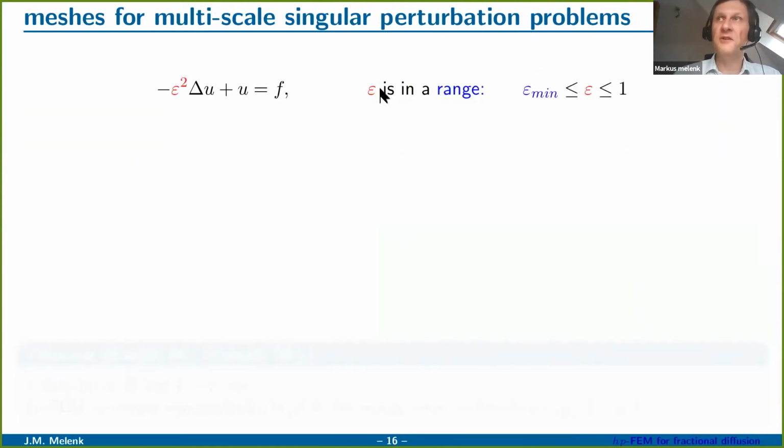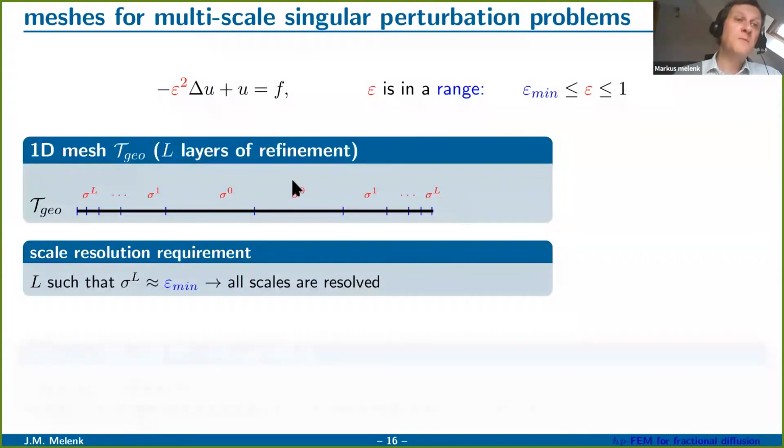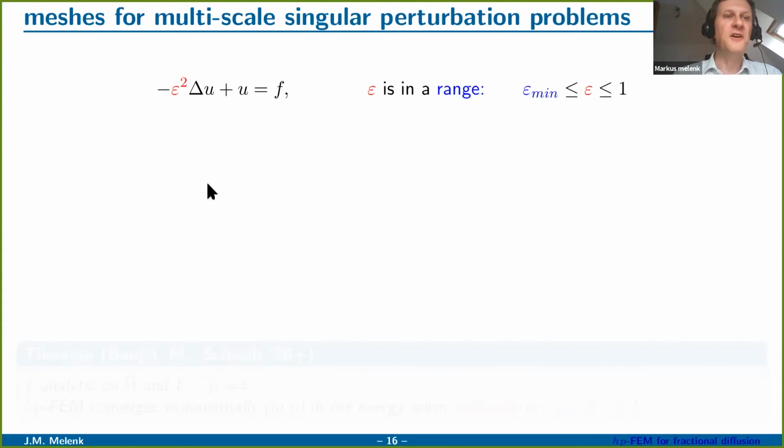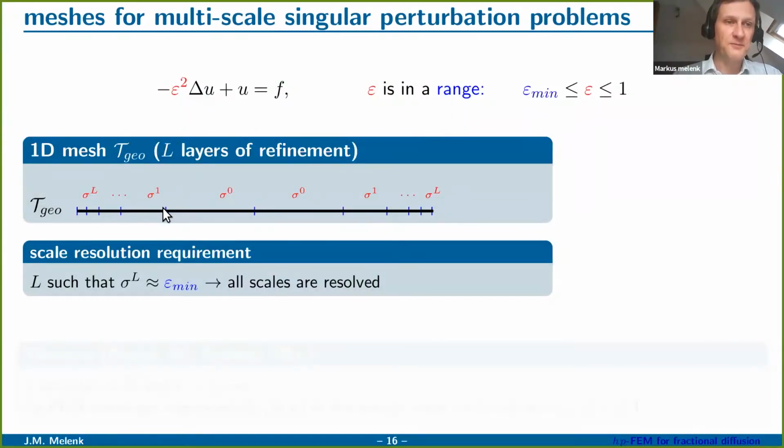What happens if epsilon is in a range between epsilon_min and 1, say? Well, of course, you need, in some sense, to use the union of all these meshes. And the way to conveniently realize that is to do geometric mesh refinement towards the boundary. So for example, in the 1D case, you do a geometric mesh with the smallest element being sigma to the L, where L is chosen such that sigma to the L resolves the smallest length scale. So it's proportional to epsilon_min. And then it is at least plausible that for each epsilon between epsilon_min and epsilon_1, you have a mesh that looks like that, sort of a finer mesh than the one that you would need.